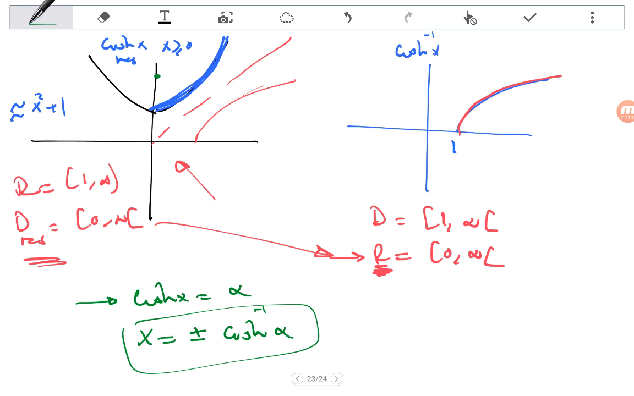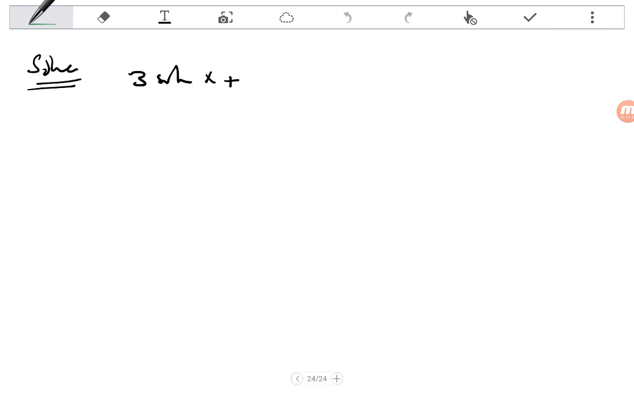So if I have some number alpha and I need to find the cosh inverse, there is only one case that will have one solution, which is if I told you to solve the equation cosh x equal to 1. That will have only one solution, which is 0, because plus or minus 0 is just 0. Okay, what if I have an equation like this? Solve this equation: 3 sinh x plus cosh x equal to 0.